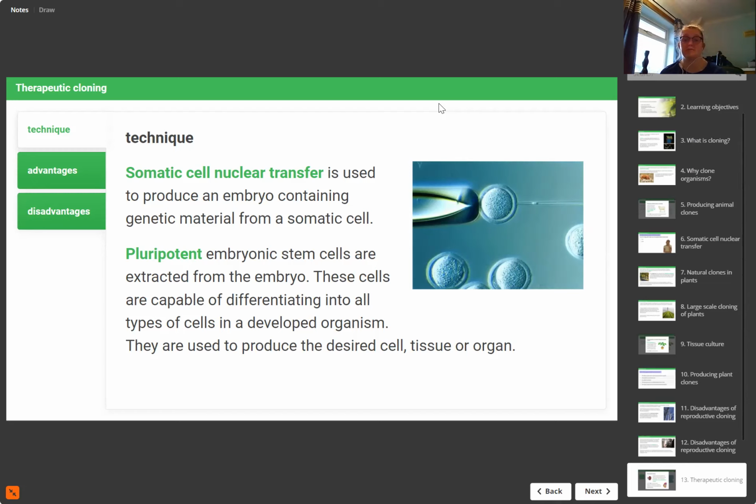The technique is still somatic cell nuclear transfer, and is used to produce an embryo containing genetic material from a somatic cell. So the process at the beginning is very similar to the sheep. But then pluripotent embryonic stem cells are extracted from the embryo. These cells are capable of differentiating into all types of cell in a developed organism, and we can use these to produce a desired cell, tissue, or organ. So we get that embryo growing, take those stem cells out, and then grow the desired tissues, cells, or organs that we want rather than a whole organism.